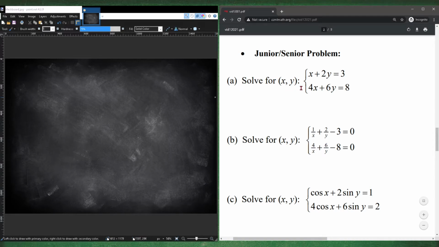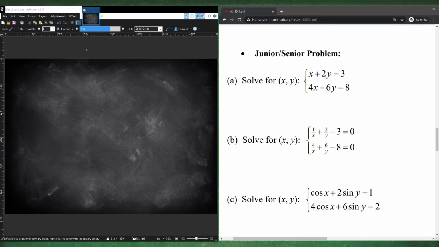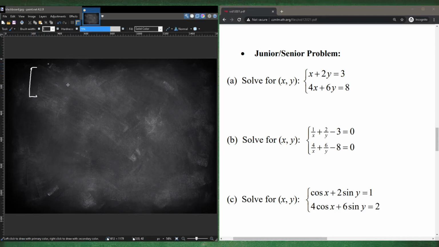A, solve for x and y for x plus 2y is equal to 3 and 4x plus 6y equals 8. So it's just a system of equations. And you can solve this by just using addition or whatever. But I'm going to use a matrix. So 1, 4, 2, and 6. And we're going to multiply this with x and y. And that will be equal to 3 and 8.